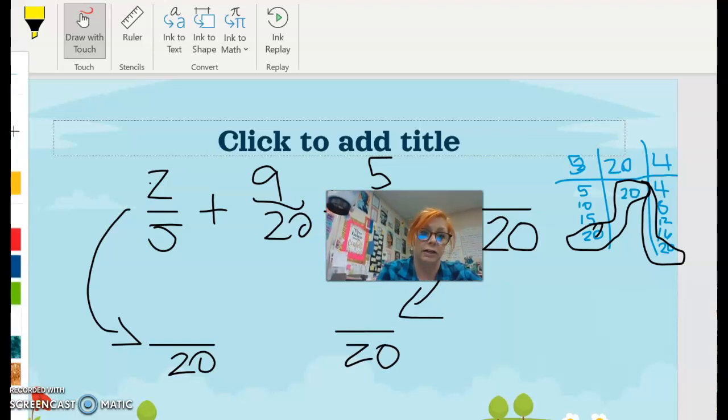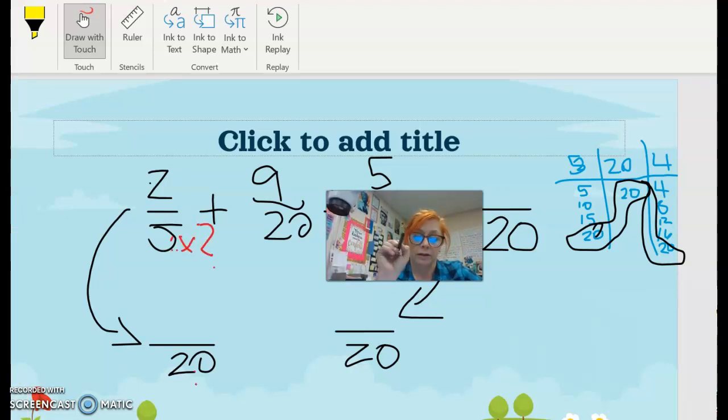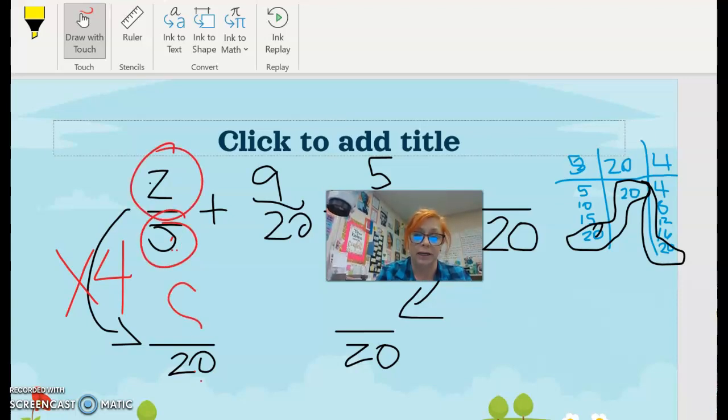So let's use our strategy here. What am I going to multiply this 5 by to make 20? 5 times what? What'd you say? Oh, you said times 4? That's right. So if I multiply the bottom times 4, I get 20. What if I multiply the top? I get 8.